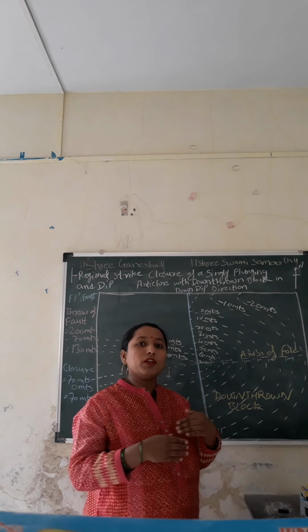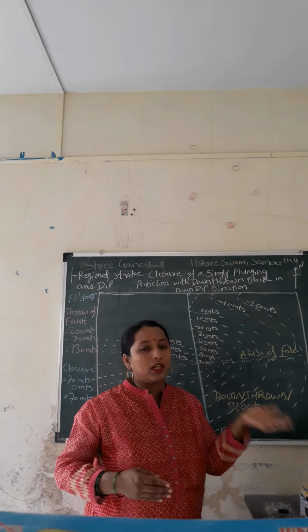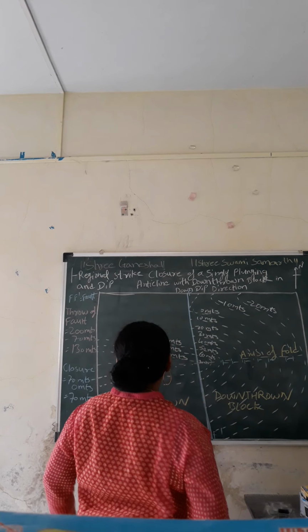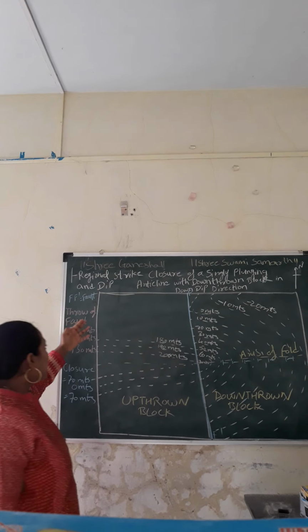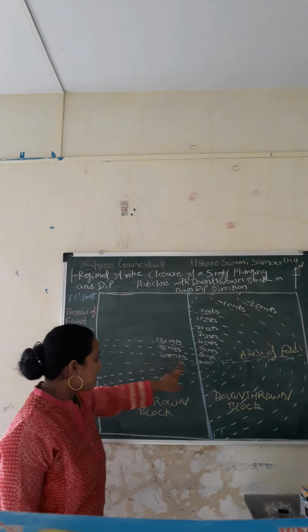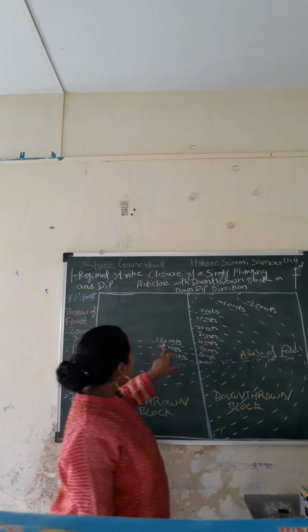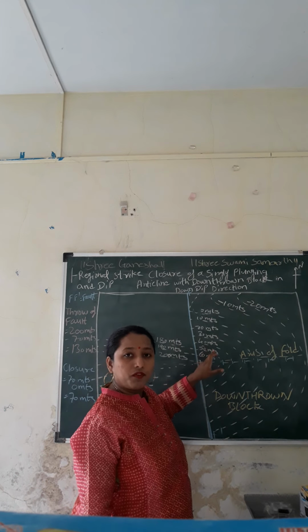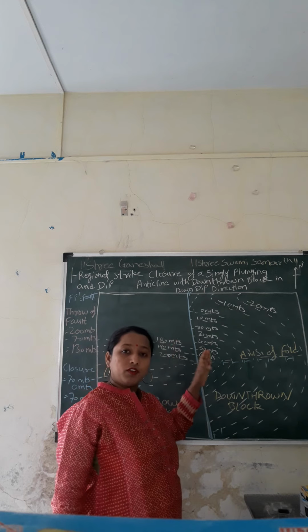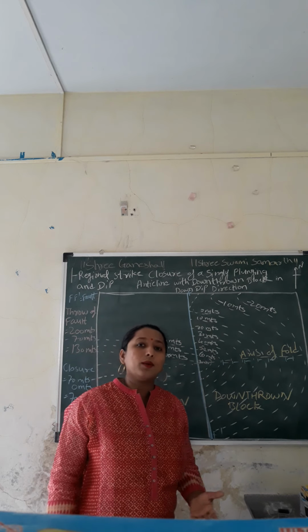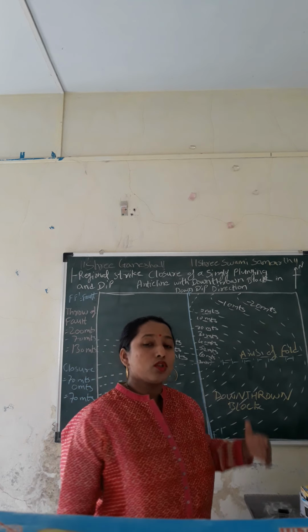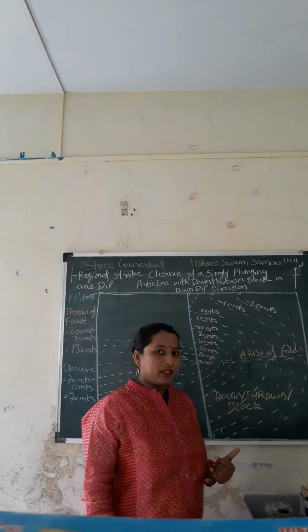Then we subtract the lower value from the higher value to get the throw of the fault. That's what we've done here. It's written that the throw of the fault is 200 meters minus 70 meters, which is nothing but 130 meters. Similarly, 180 meters is coming in contact with 50 meters. Therefore, you subtract 50 meters from 180 meters and the value that you get is 130 meters. So, the throw of the fault is 130 meters here.